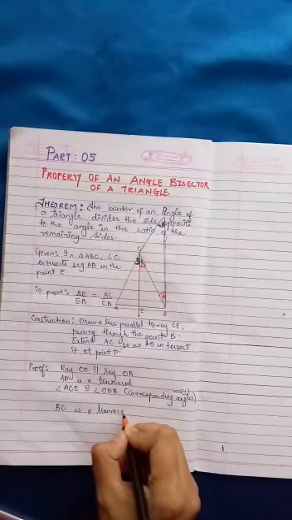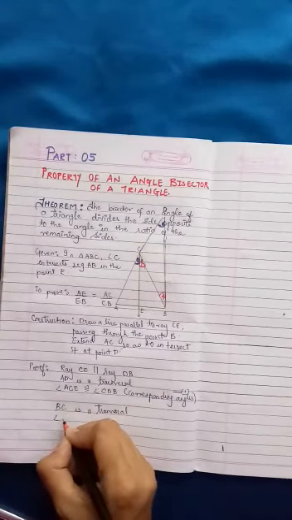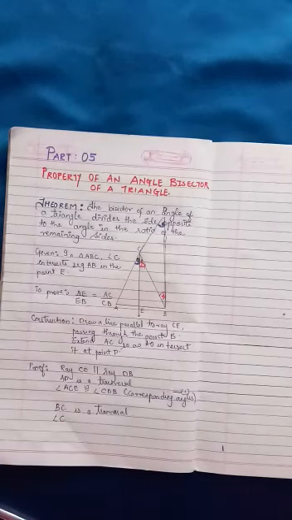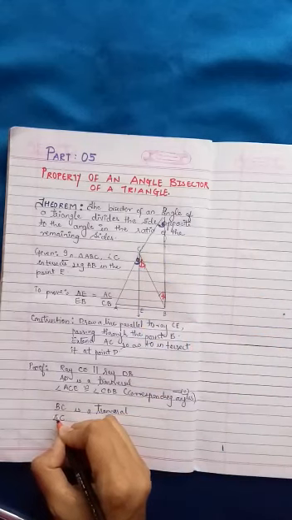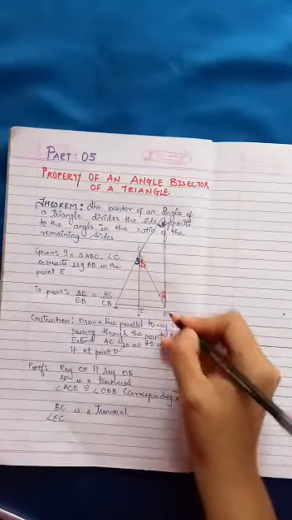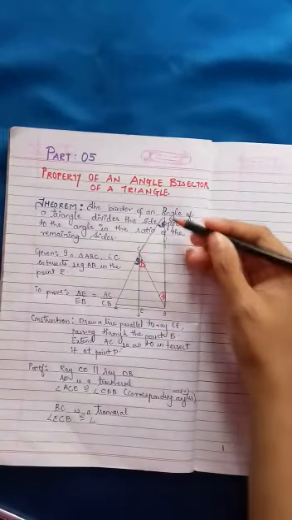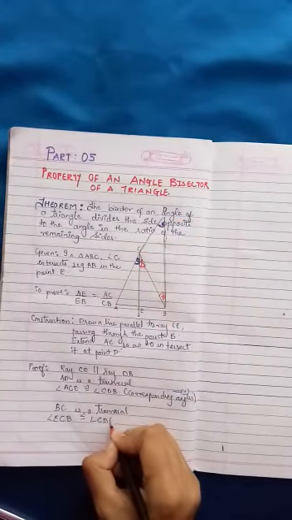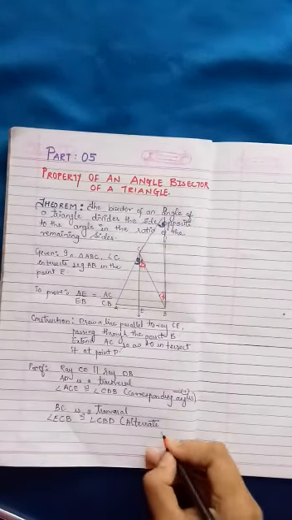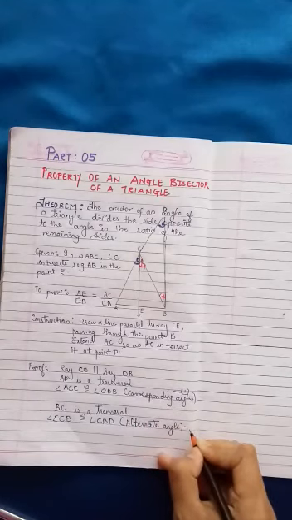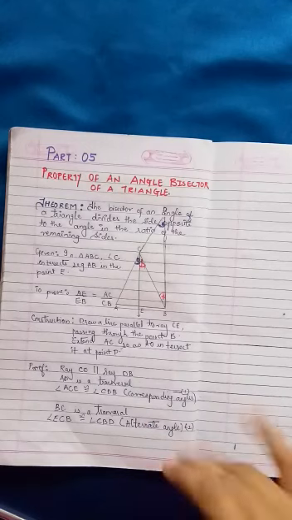So if I'm taking BC as a transversal, can I write that angle ECB is congruent to angle CBD? Why? What is the reason? They are alternate angles. Correct? This is your statement number 2. Can you understand these two?